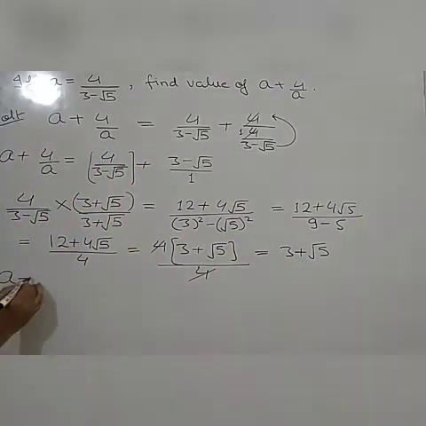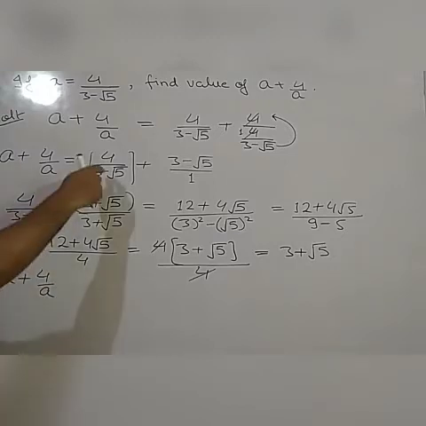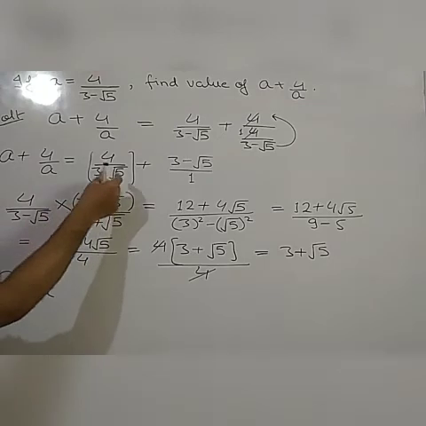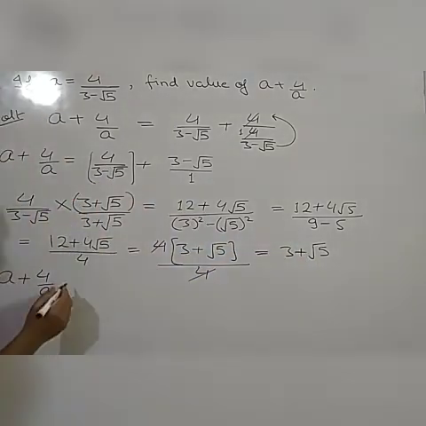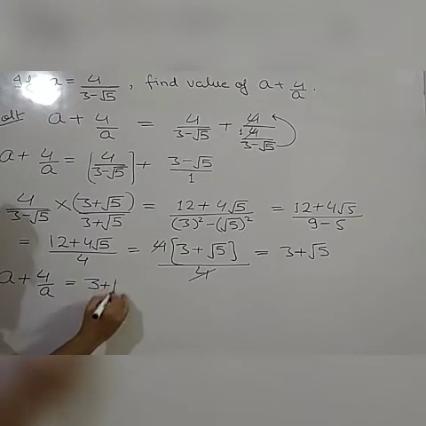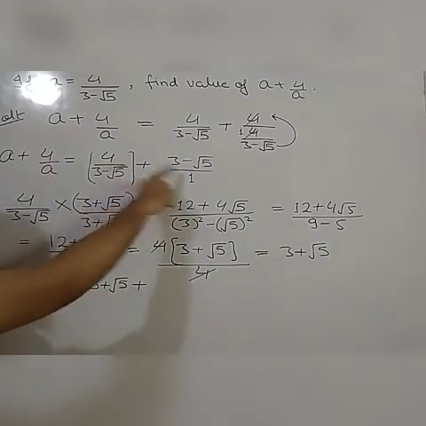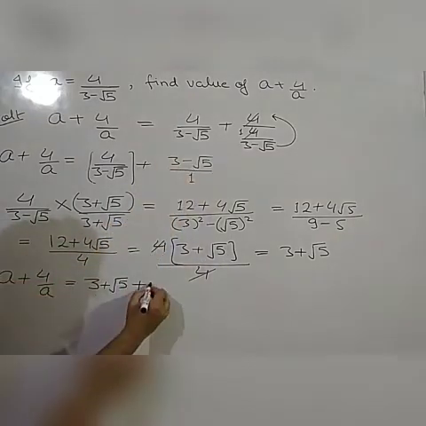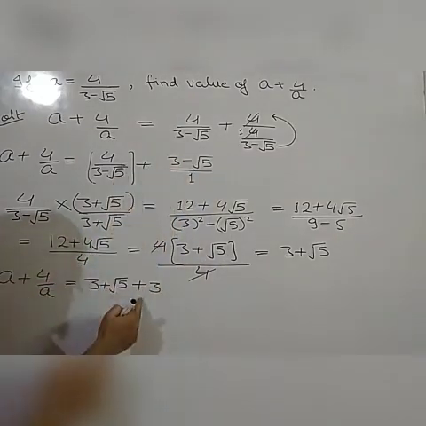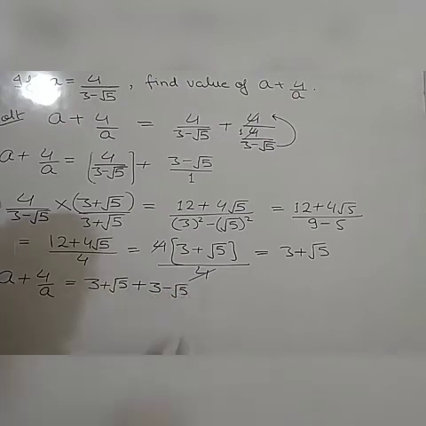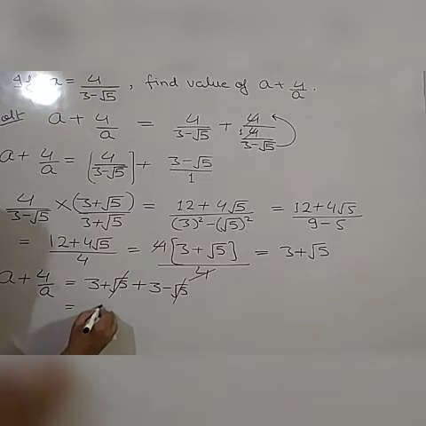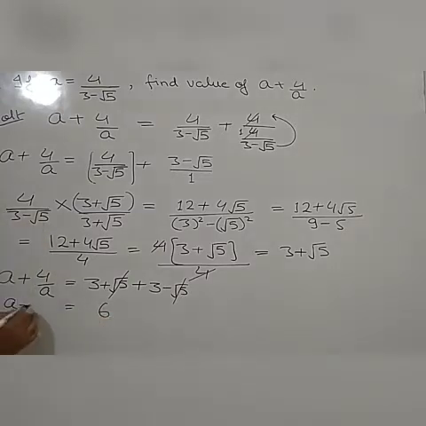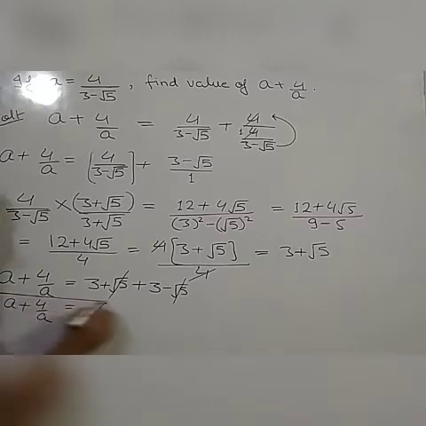Now we have to find the value of a plus 4 upon a. Putting the value: a was this first term, which comes out to be 3 plus root 5. So we will write here 3 plus root 5 plus the second term. The second term is already 3 minus root 5, and the sign is positive. So it will be plus 3 minus root 5. Now root 5 and root 5 will cancel out and the answer will be 3 plus 3, that is 6. So the value of a plus 4 upon a is equal to 6.